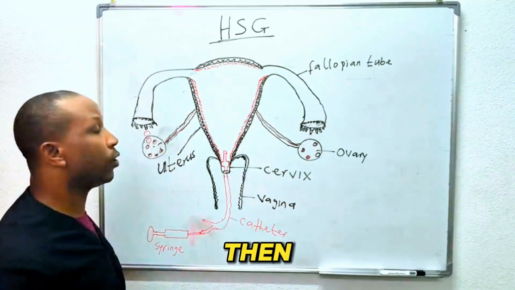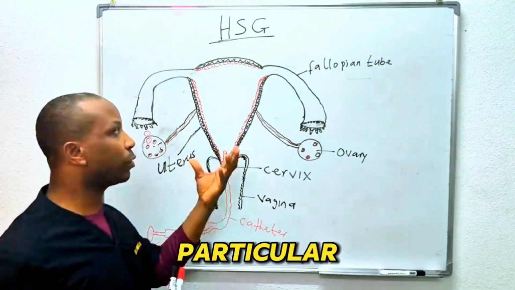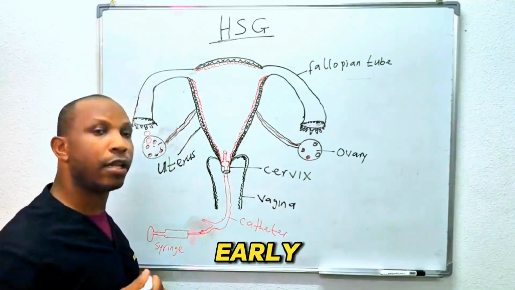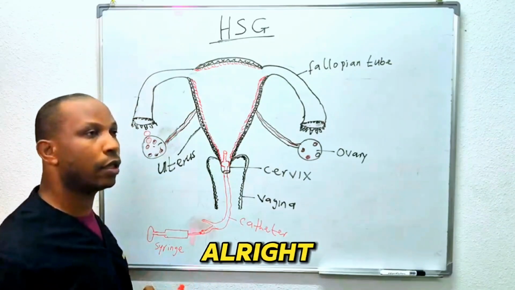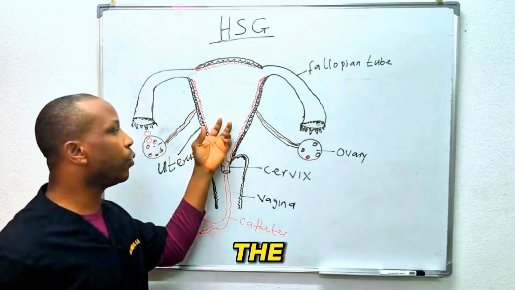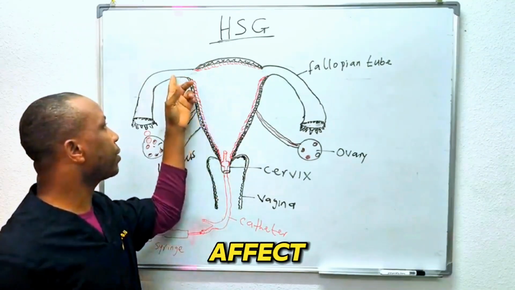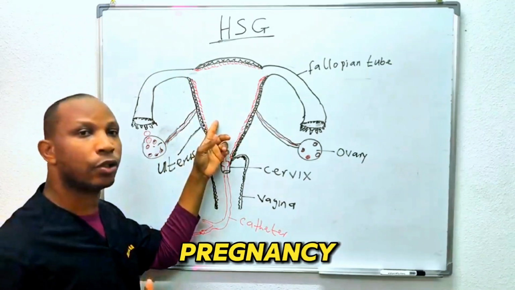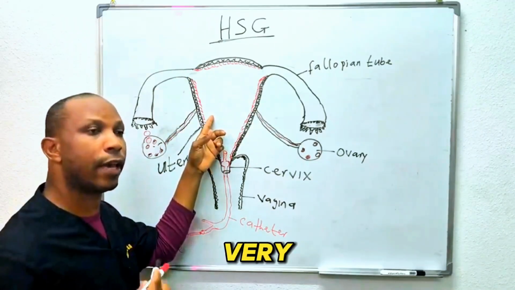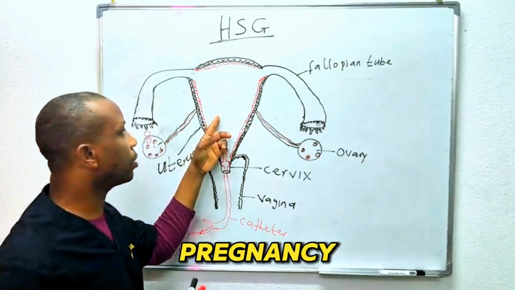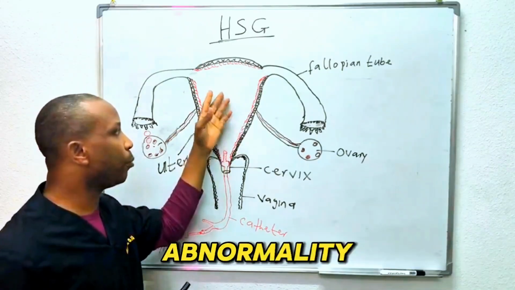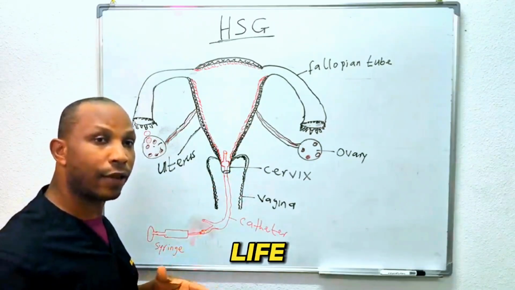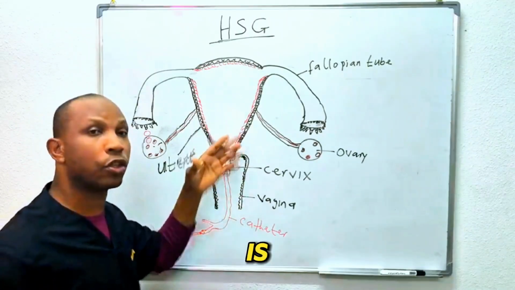All right? Then also, your doctor may request this particular test if you're having recurrent miscarriage, early pregnancy loss. All right? That is because if there's abnormality within the womb, but that does not affect the fallopian tube, pregnancy may take place, but you can be losing the pregnancy very early in the course of the pregnancy. All right? And this abnormality in the uterus can be acquired, that is, it occurred later in life, or it came right from birth, which is called congenital.